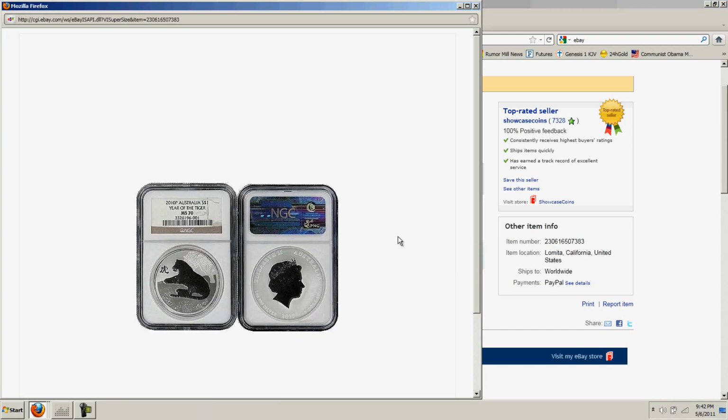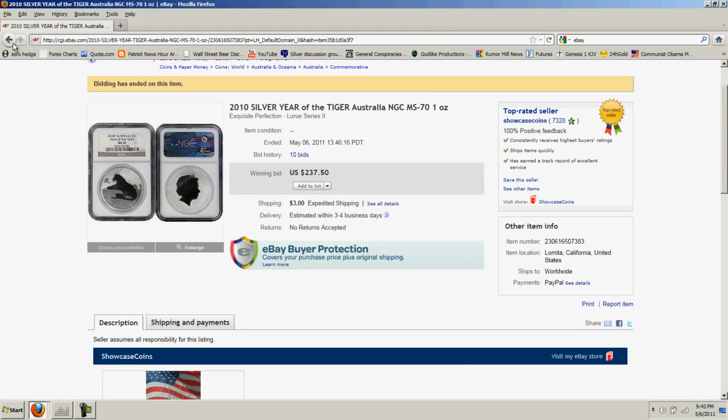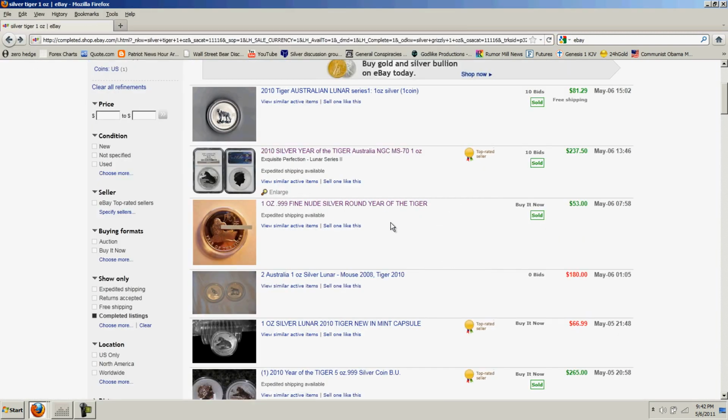Now, I don't know what my tubes are. I think the price for an NGC rating is about 25 bucks a pop, so I guess it might be worth it if I think I've got a lot of MS-70s in there, that if I paid 25 bucks a pop for one of those rolls of 20, and I could turn around and sell it for $237 an ounce. So that's a little bit of an idea what's happening in the physical.